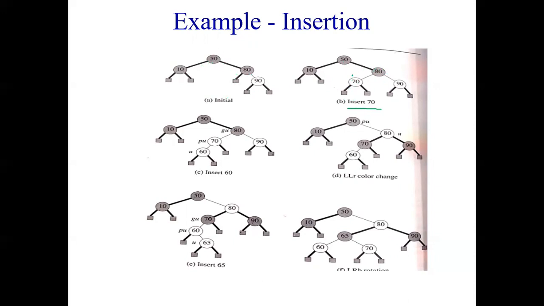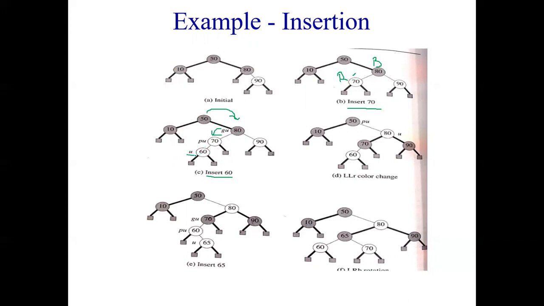After inserting, you check the color: the new node will be inserted in red color. What is its parent color? Black. So it has not created any imbalance, no issues. Next we are inserting 60. 60 is greater than 50, go right. 60 is less than 80, go left. 60 is less than 70, go left. So it is inserted here.